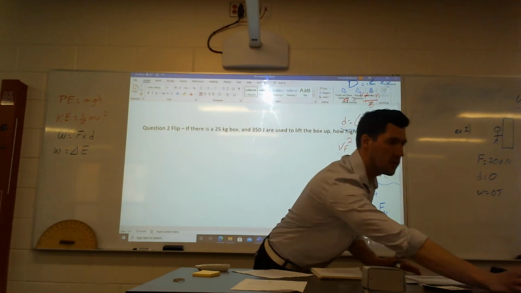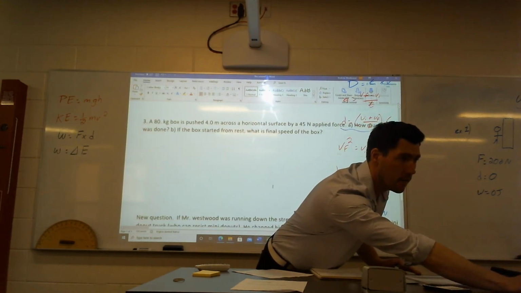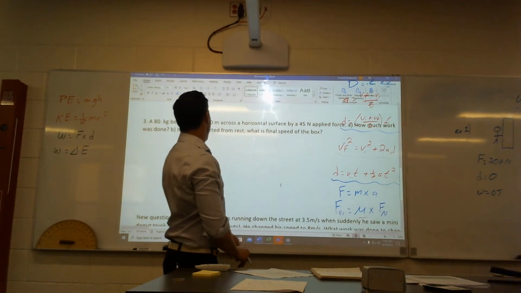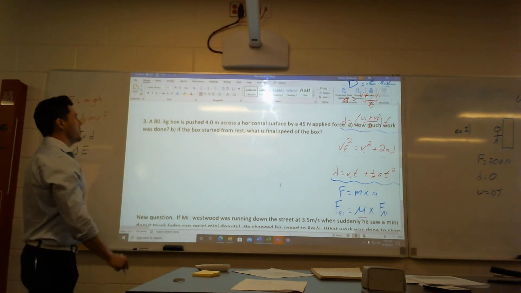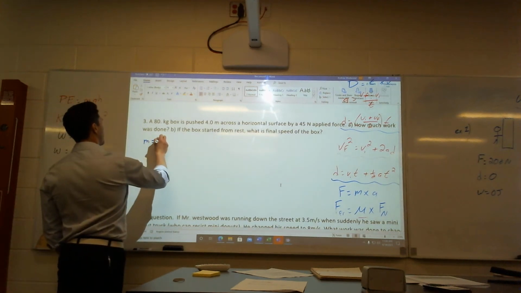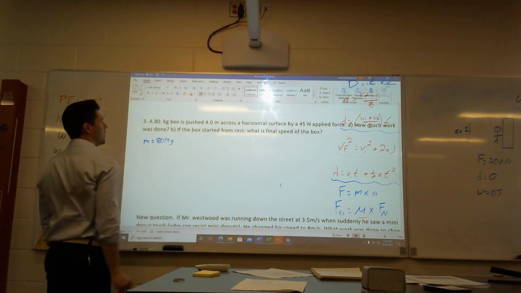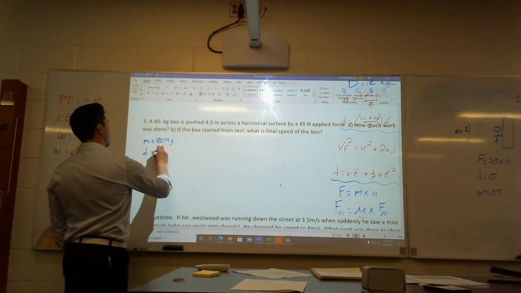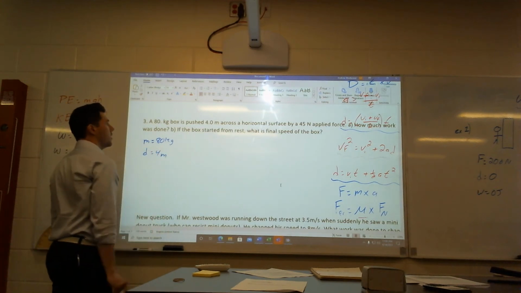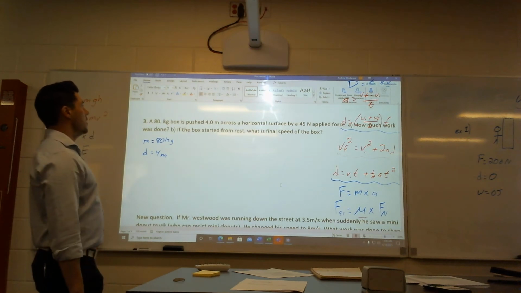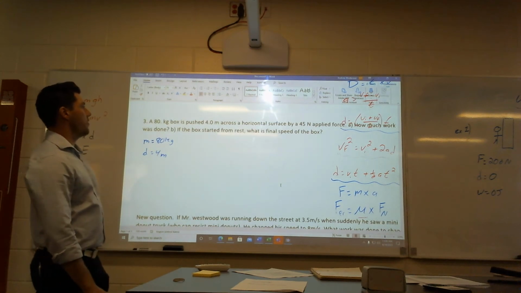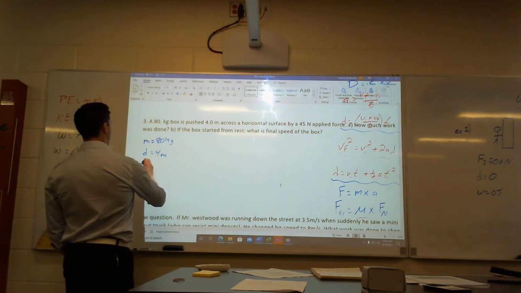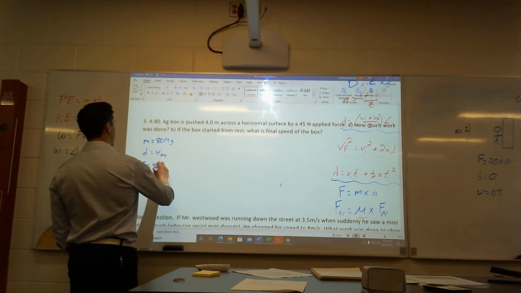Question 3 from our practice sheet. All right, so it says an 80 kilogram box is pushed 4 meters. So mass equals 80 kilograms. It moves a distance of 4 meters across a horizontal surface by 45 newtons applied. So the force was 45 newtons.